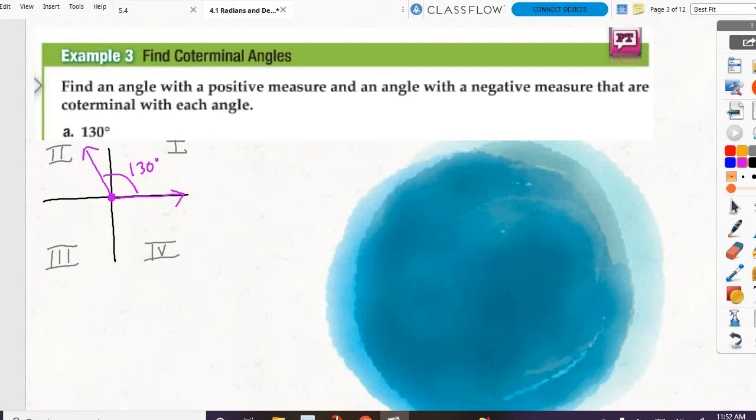Does that make sense? Okay, so then the question asks us to find a positive and a negative coterminal angle, which means what? What do we say coterminal meant?